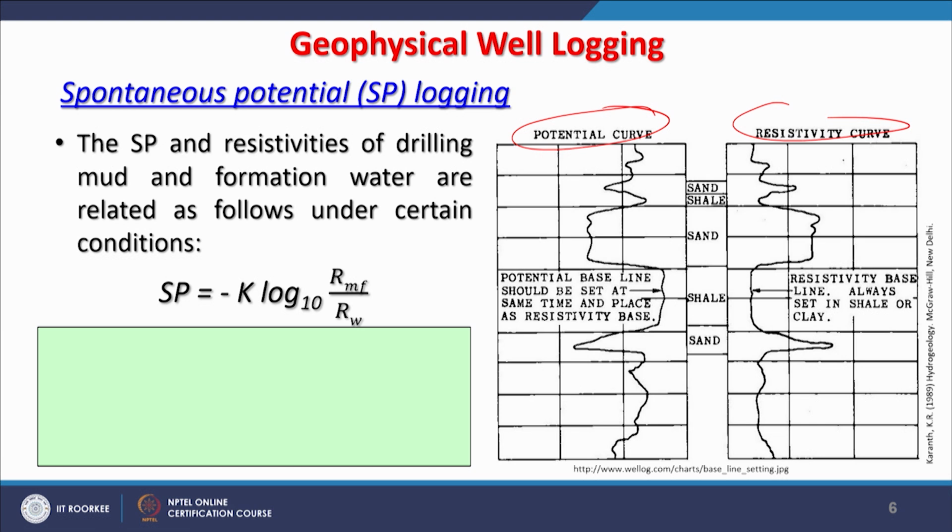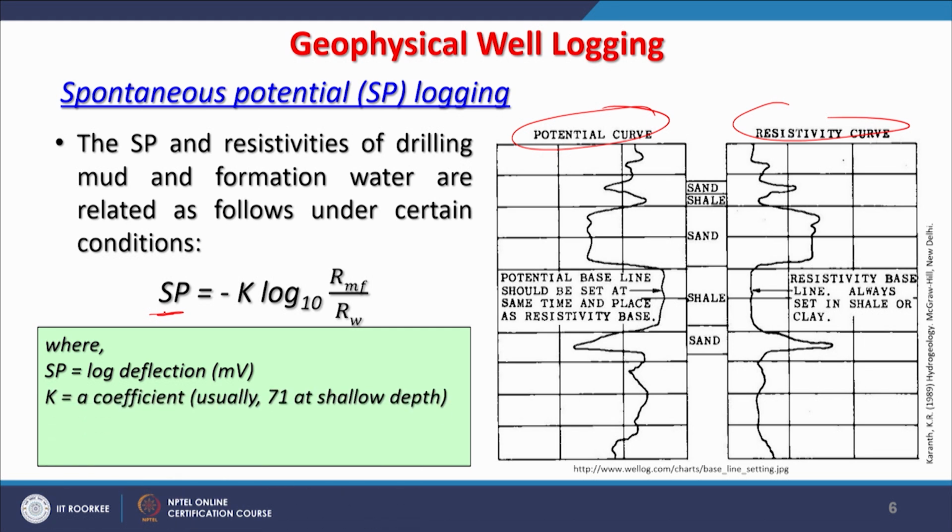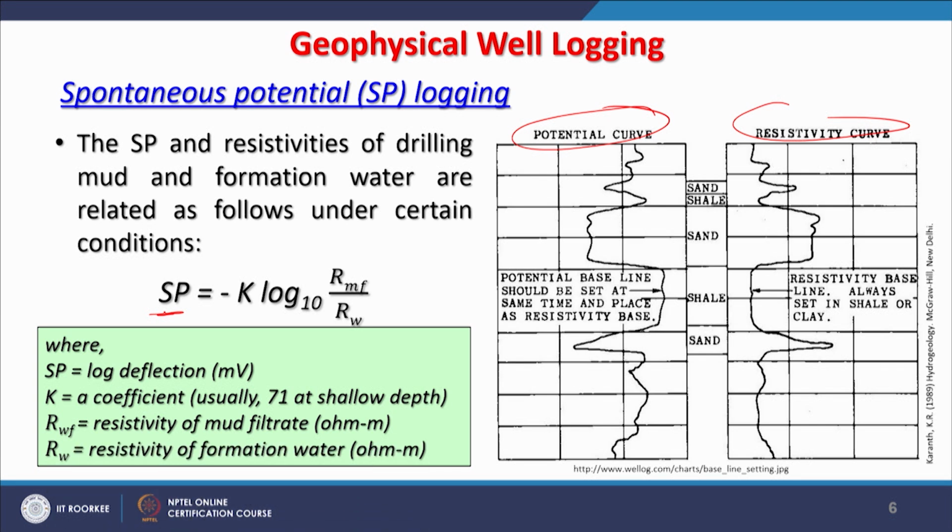So, here we can have a relationship that SP, spontaneous potential, is minus K log10 of RMF upon RW. Here SP is of course the log deflection in millivolts, K is a coefficient, RMF is the resistivity of mud filtrate in ohm meter, and RW is the resistivity of formation water, again in ohm meter.